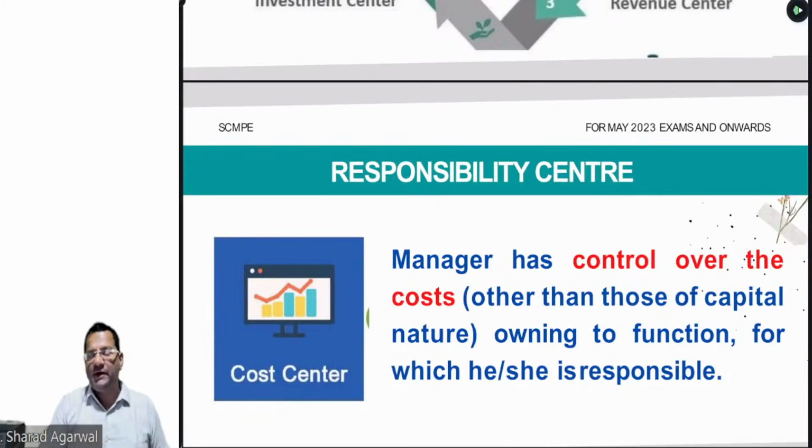अगर कोई डिपार्टमेंट को हमने कॉस्ट सेंटर डेजिग्नेट किया है, then at the end of the period the performance of that particular department will be evaluated on the basis of cost actually incurred by them and the standard cost that should have been incurred by them. अगर कॉस्ट का वेरियांस फेवरेबल है, then we will say that yes, department has performed well. लेकिन अगर कॉस्ट का वेरियांस एडवर्स है, then definitely the performance of that department is not satisfactory.